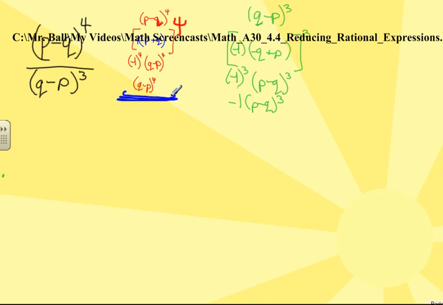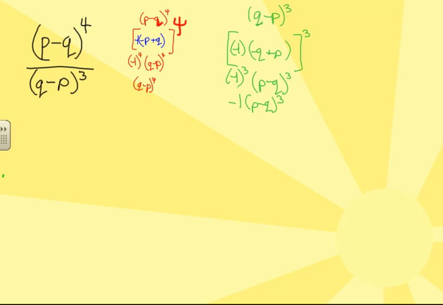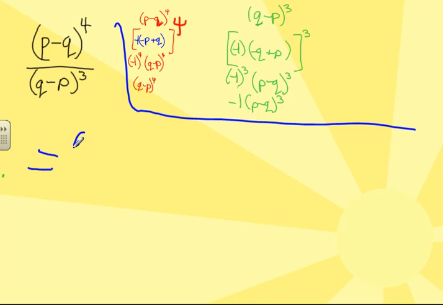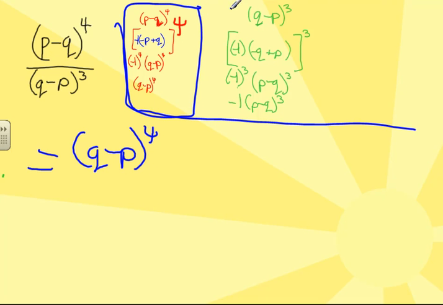So, oops, sorry about that. I'm going to leave the bottom the way it is, and I'm going to take a negative 1 out of the top. So now this equation, taking that off to the side, becomes Q minus P to the power of 4. I used this part right here, and I ignored that one. And the bottom stays the same.